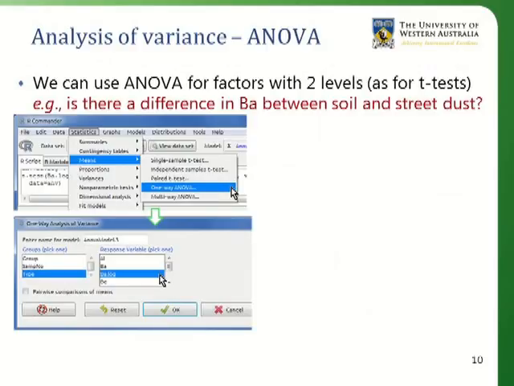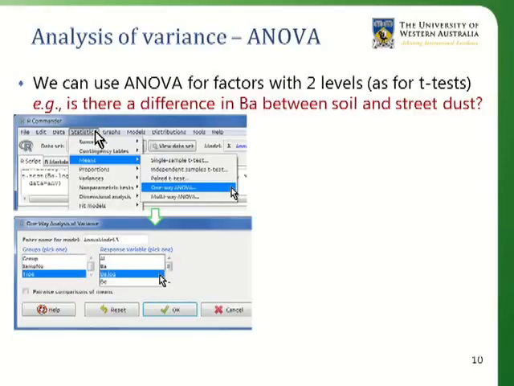Right. Sometimes, of course, we'll have factors with more than two levels, so 3 or more. But let's compare, first of all, the results. We can use ANOVA for factors with only two levels, and let's just compare the results from that with those that we got from our Welch's t-test. Fortunately, we know that the variances for log transform barium are homogeneous within soil and street dust, so we can validly do an analysis of variance on that.